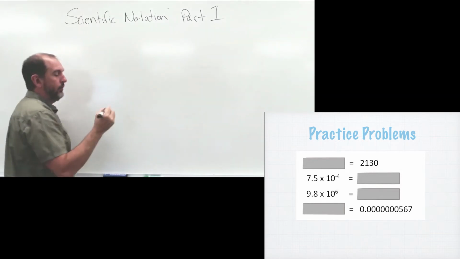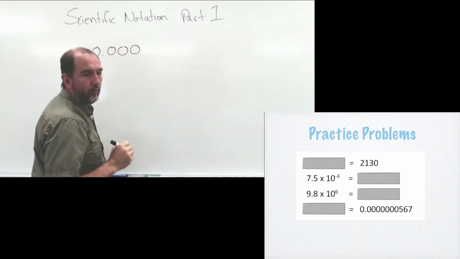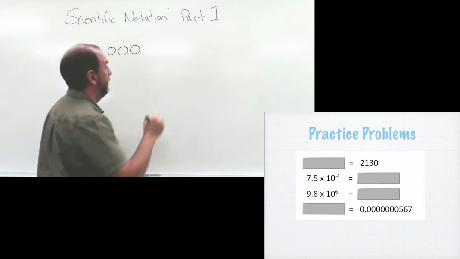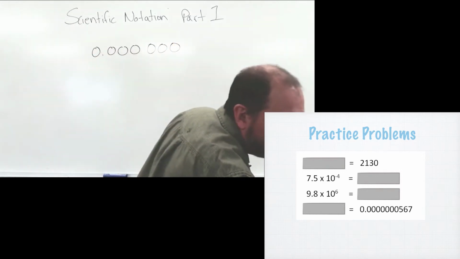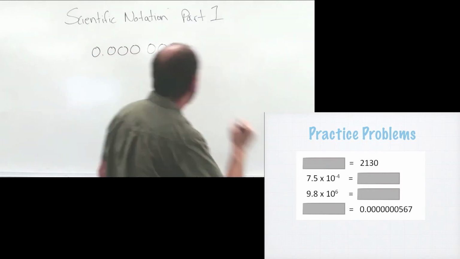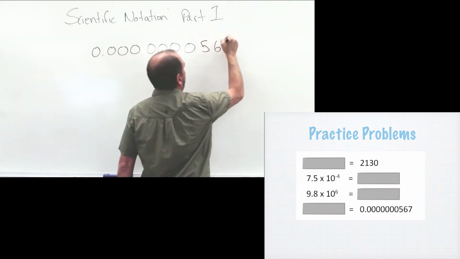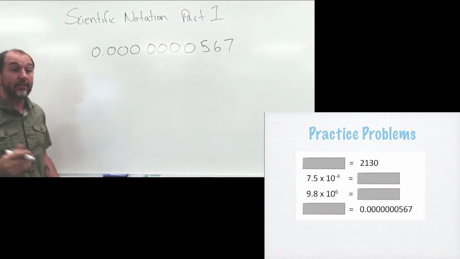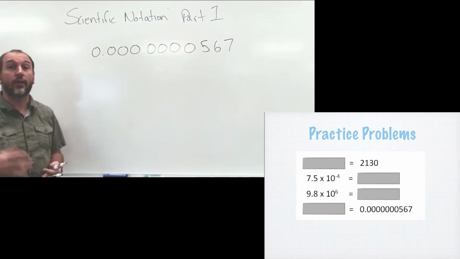Okay, last one, we have this number that's really small. 1, 2, 3, 4, 5, 6. Count to make sure. 1, 2, 3, 4, 5, 6, 7 zeros. And then a 5, 6, 7. Okay, so that is a really good example of a very small number. This would take up a lot of space if we had to write this.